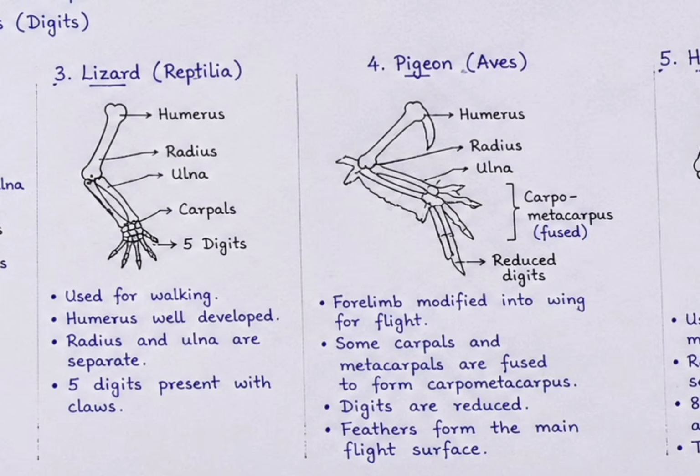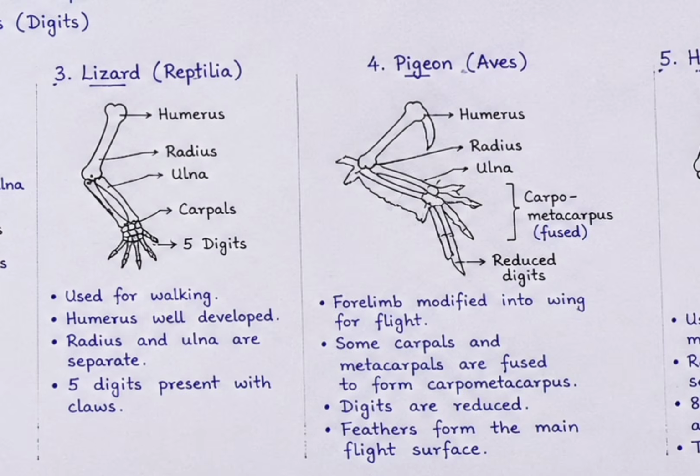The next second point is that carpals and metacarpals are fused to form the carpometacarpus. We have to write carpals, metacarpals. The fusion of carpals and metacarpals is called the carpometacarpus. The next third point is that digits are reduced. In lizards they are well developed; frogs have four, lizards have five, but here the digits are reduced, meaning decreased.